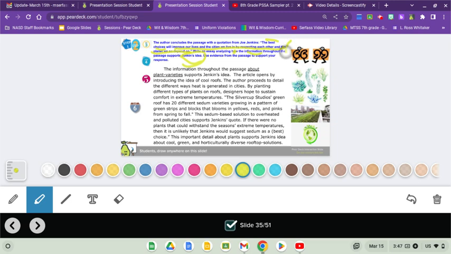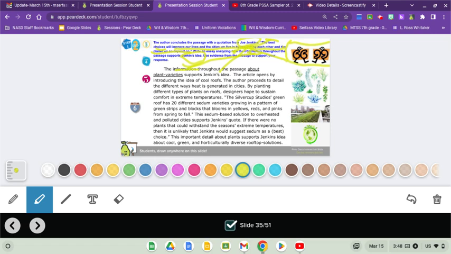So, right up here, there's our quotations, right? And the quotation is from who? Joe Jenkins. Circle his name, circle that quotation. The information, there's that word from the prompt, right? Notice how they connect. Throughout the passage about plant varieties supports Jenkins' idea. This Jenkins right here, the guy with the quote.